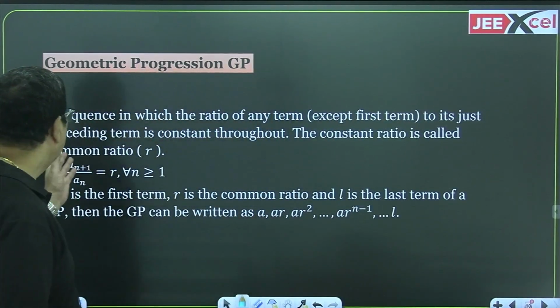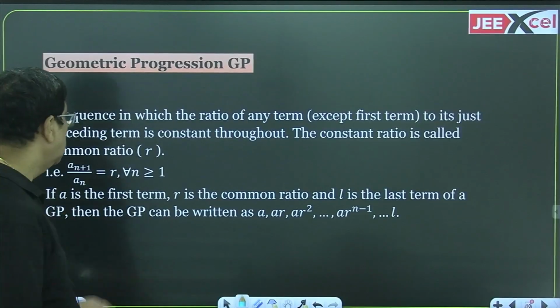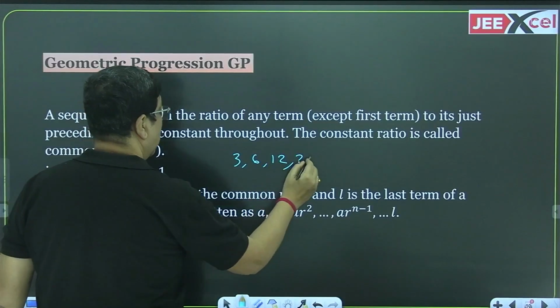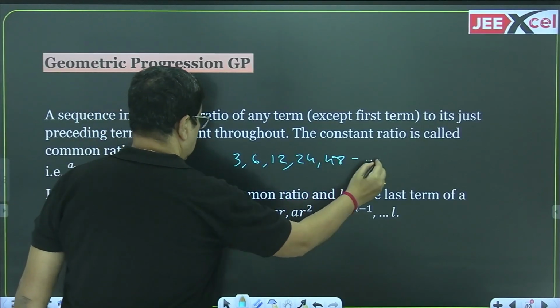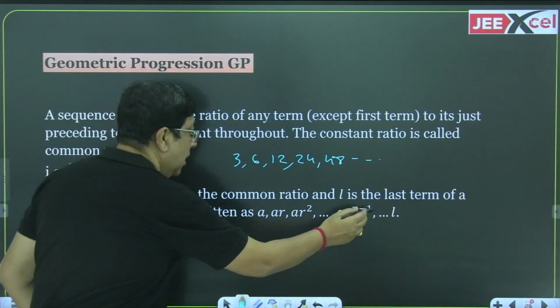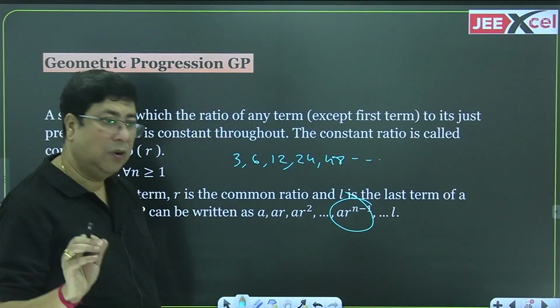And geometric progression, obviously you know, is GP. For example 3, 6, 12, 24, 48. These are in GP: a, ar, ar squared, and the nth term is a r to the power n minus 1. So have a look at this once.